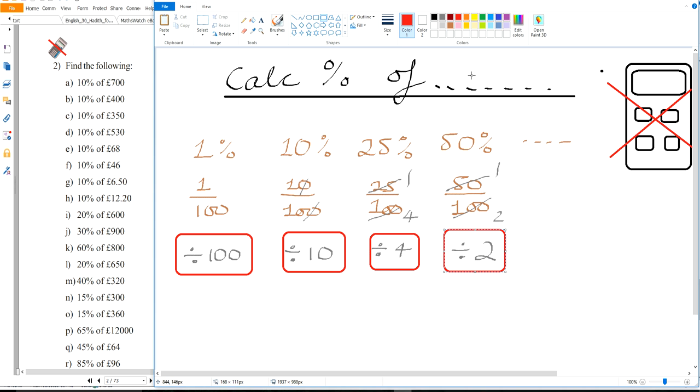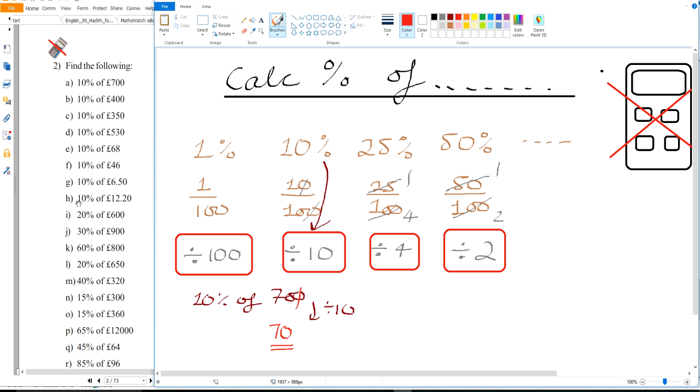Right, so now let's do some of the questions. Question 2a says calculate 10% of 700. If you're working out 10% of 700, we need to divide by 10, because that's what 10% actually is. So to divide 700 by 10, remove a 0. So the answer is 70.